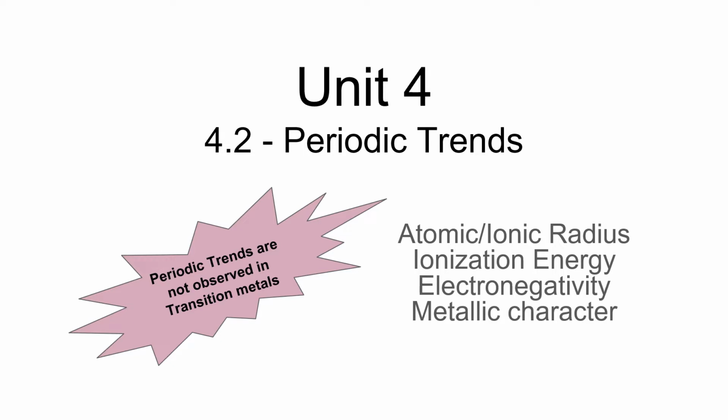When we talk about the periodic trends, we only observe these trends in groups 1, 2, and then group 13 to 18. We call these groups the representative elements because they represent the periodic trends. The transition metals that we see from group 3 to 12 do not quite have these periodic trends.